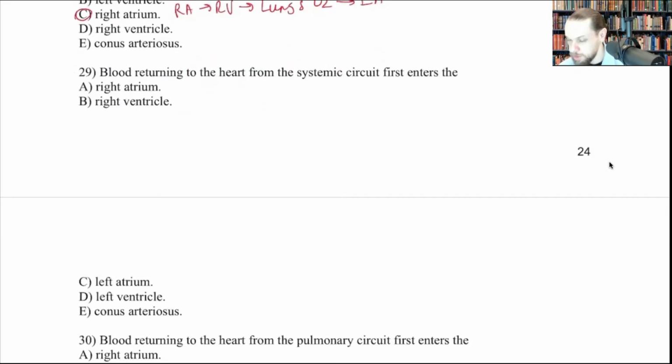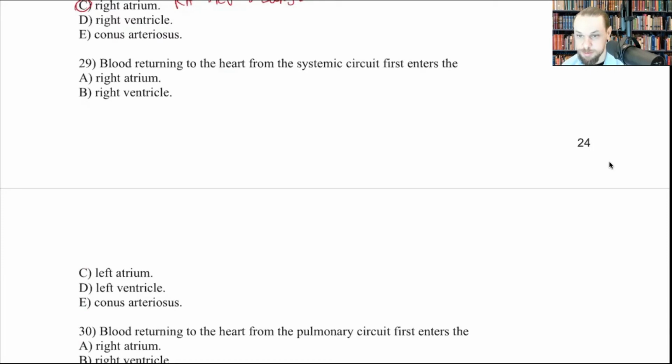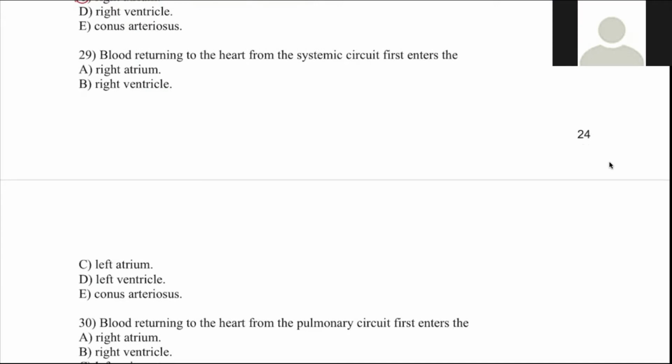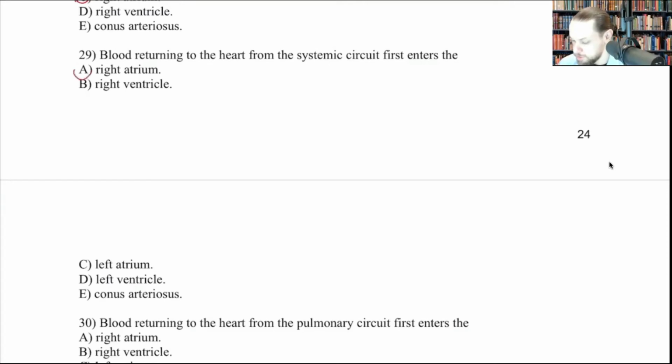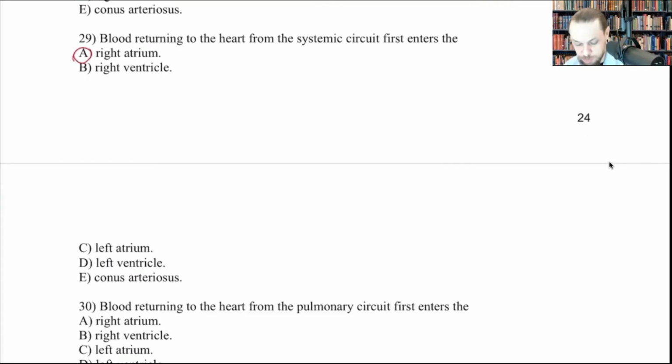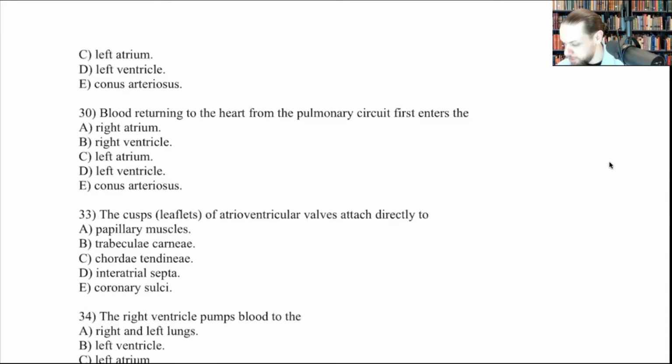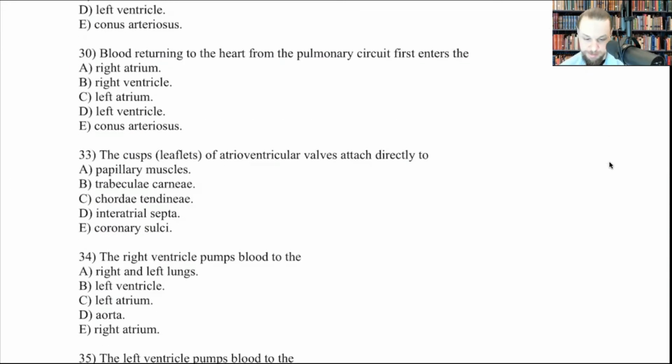Number 29, we're going to go to Syed. Oh, sorry, Helmi is next. Blood returning to the heart from the systemic circuits first enters the right atrium, followed by the superior and inferior vena cava. 29 is right atrium, right? Because when they say systemic circuit, they're basically saying blood is coming from the inferior and superior vena cava, and it's going to go into the right atrium first. That's correct.